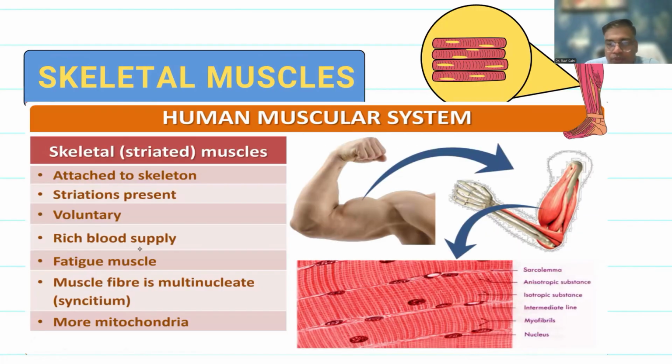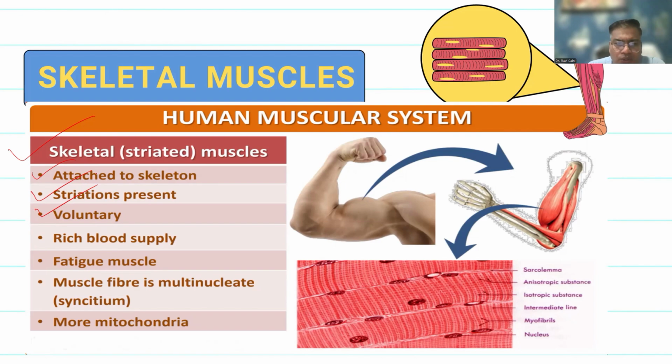Now, we are going to discuss the first type, the skeletal muscles. Skeletal muscles are striated as there are alternate light and dark bands. Because of the presence of these striations, they are striated muscles. They attach to the bone, that's why they are called skeletal muscles. They are voluntarily controlled. Voluntary control means they are under the control of the nervous system.